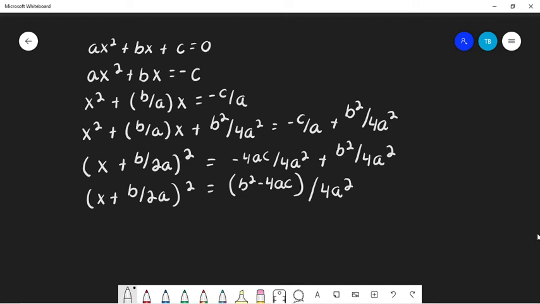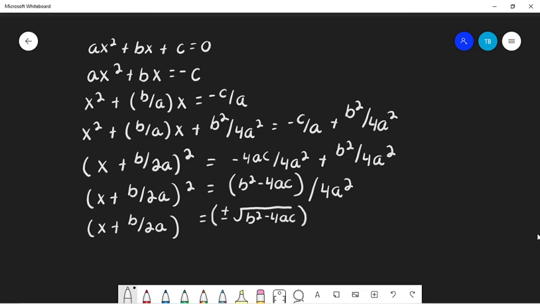Now we want to take the square root of both sides of the equation. So when we do that on the left-hand side, we're just left with x plus b over 2a, not squared anymore because we took the square root. And then on the right-hand side of the equation, we take the square root of both the numerator and the denominator. Now we can't do much with the numerator in terms of taking the square root, so we're just going to write it as plus or minus square root of b squared minus 4ac. I'll put that in parentheses again.